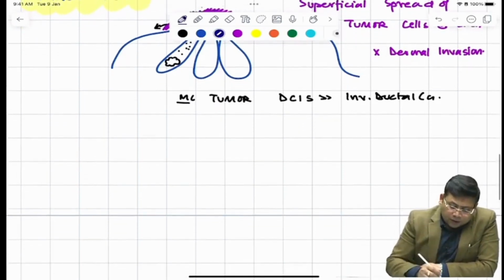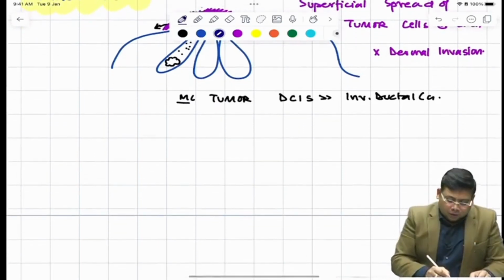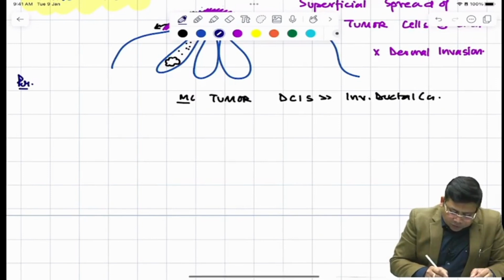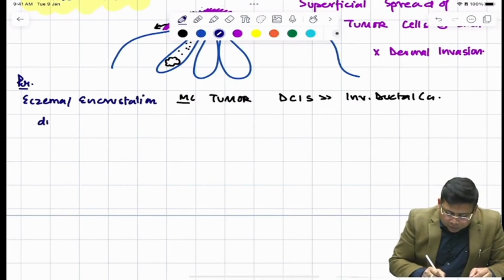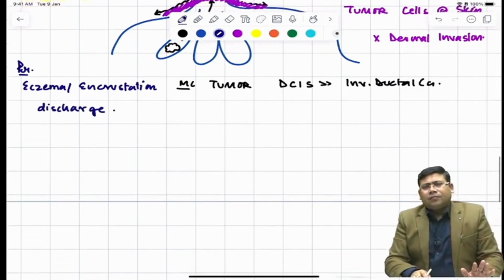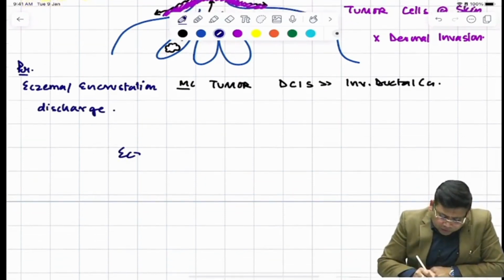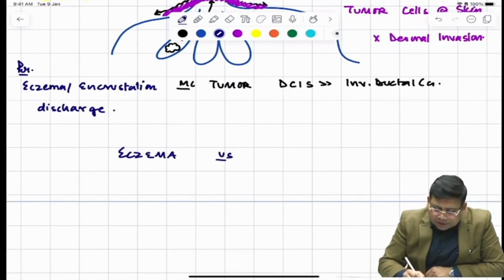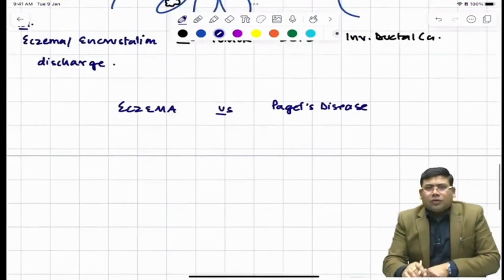Now, do you know, we often get to see what is the clinical presentation? I've already told you: eczema, encrustation. So eczema or itching, encrustation with nipple discharge. This is the classical presentation. Now, how can you differentiate a true eczema versus Paget's disease? Because the presentation is basically the same: encrustation, excoriation of the skin.